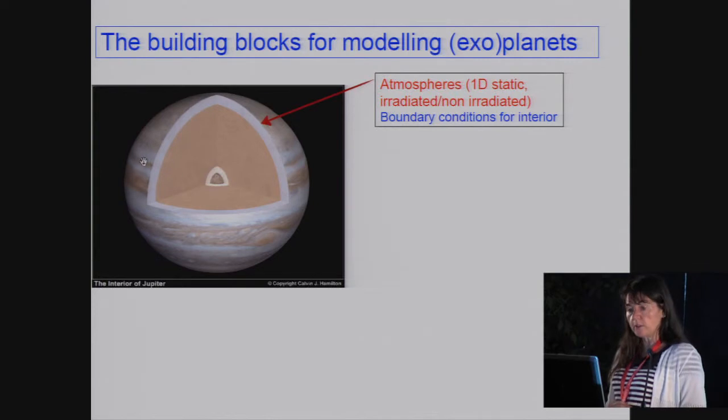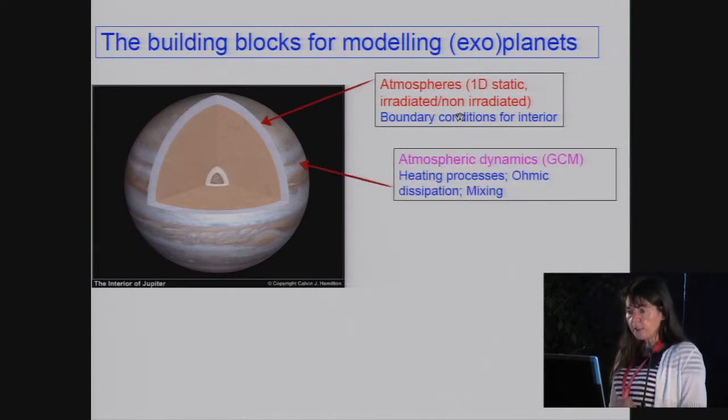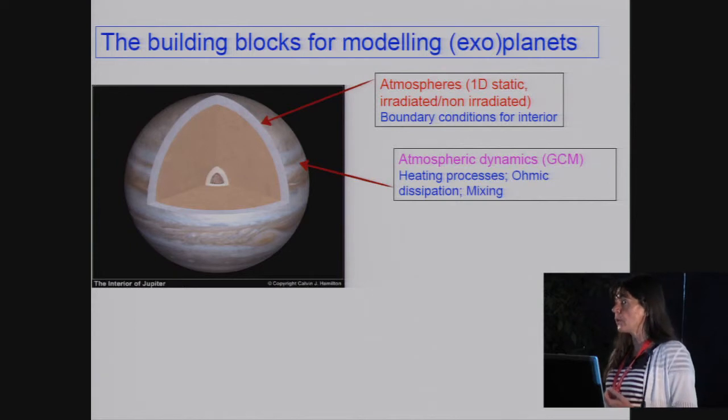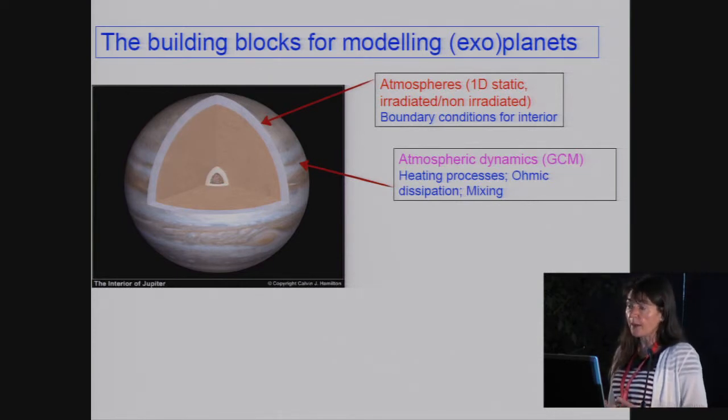So first of all, you have a planet, and what you need first are atmosphere models, I say 1D atmosphere models, static, whether irradiated or non-irradiated. Usually they can be used for exoplanets or for brown dwarfs, and they are very important because they are used for boundary conditions for the interior, and therefore they rule the cooling and the contraction of your planet. Then you need atmospheric dynamics, because we know that hot Jupiters, for example, or planets which are very close to the parent star are highly irradiated, and there are a lot of dynamical processes going on there which can affect not only the spectroscopic signature, but eventually the structure of your planet as well.